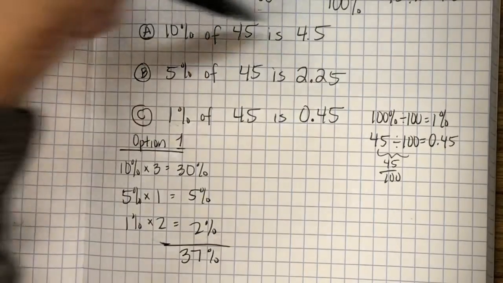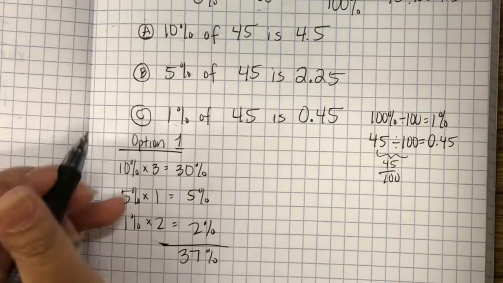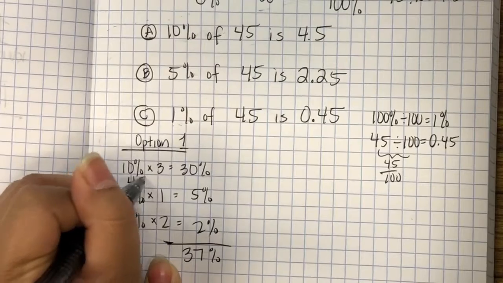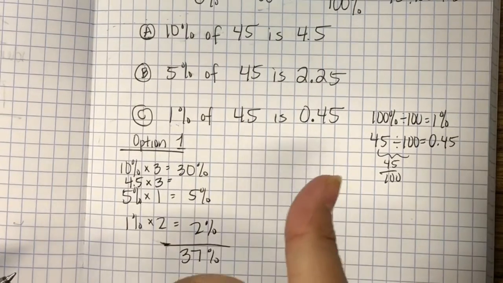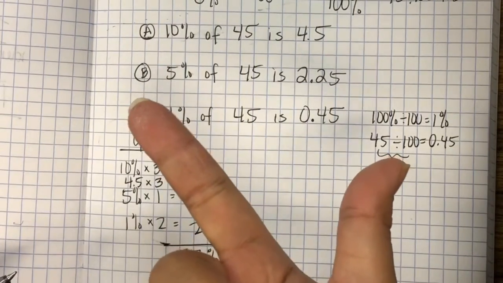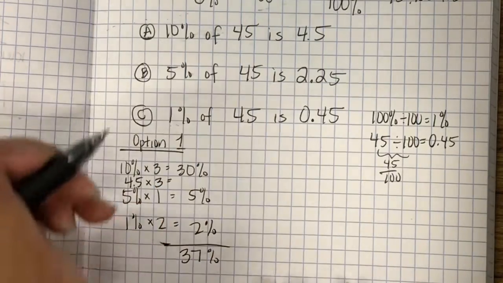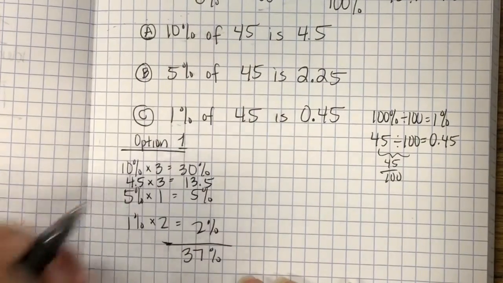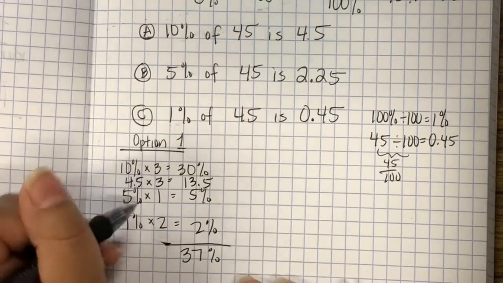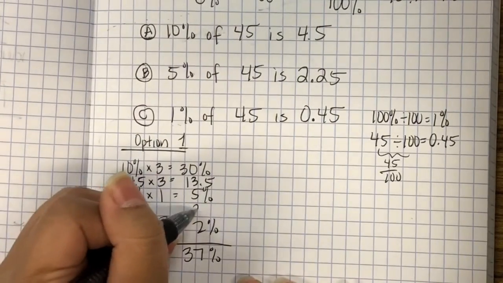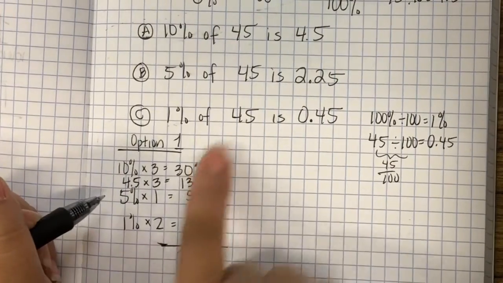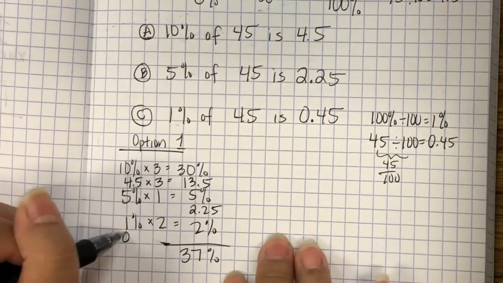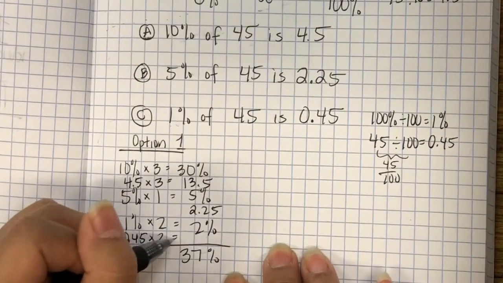Okay, now what does this mean, okay? Well, we're going to use the information we have here. So we're going to take our 10%, which is 4.5, and then times that by 3. I believe that is 13.5. 4.5, 2 of them is 9. Then another 4 is 13, and then 13.5, yeah. So 13.5 for 30%. 5% is already given, 2.25. Okay, and then 1% is 0.45. So 0.45 times 2 equals 0.9.